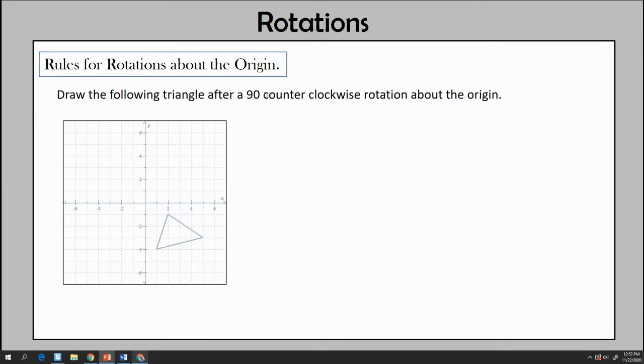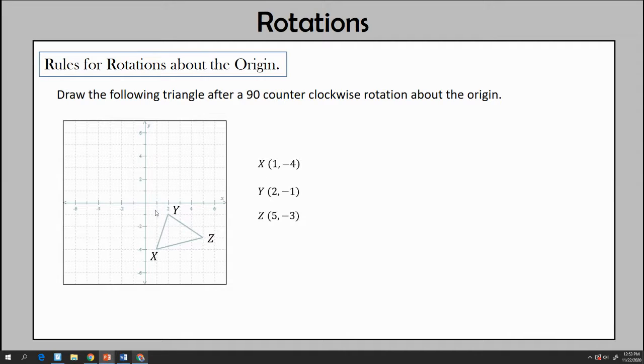Draw this triangle after a 90 degree counterclockwise rotation. So 90 degree counterclockwise means I'm going to go from the second coordinate up to the first. Okay, counterclockwise was moving that way. All right, so again, first thing I do is identify the vertices. I give them a label, and then I find them.